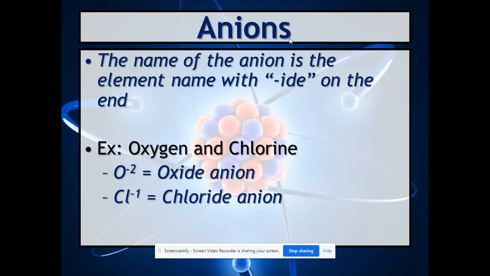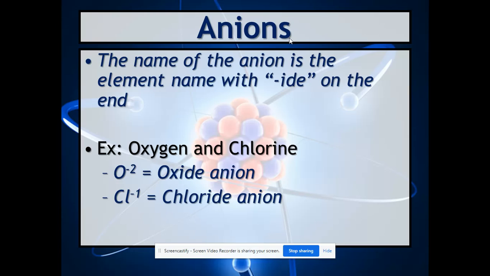So oxygen normally has 8 protons, 8 electrons. But oxygen sometimes will take on 2 extra electrons just in order to fill its outer shell, which we'll talk about later, but it leads to it being stable. And if it takes those 2 extra electrons, it's gained electrons, but it doesn't have a positive charge because it's gained. It has a negative charge because it has more negative electrons now.